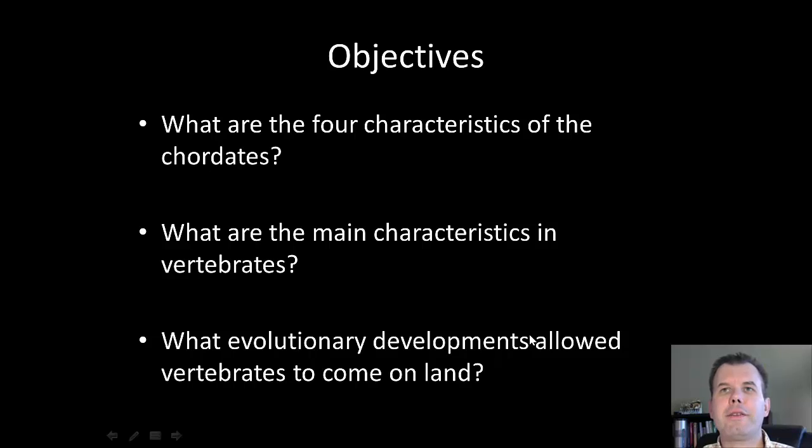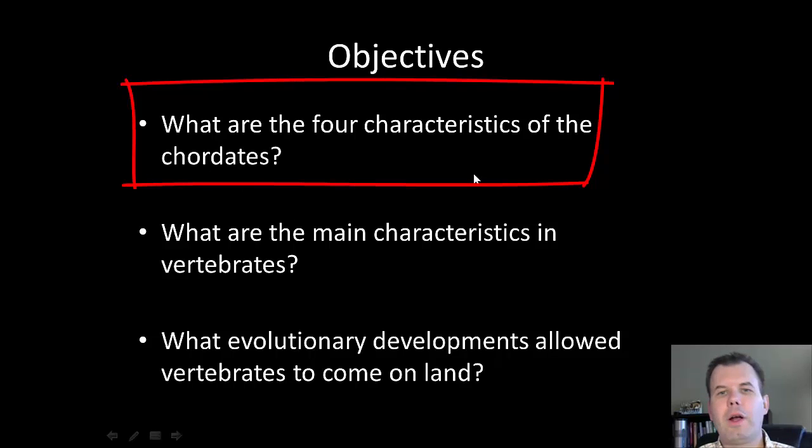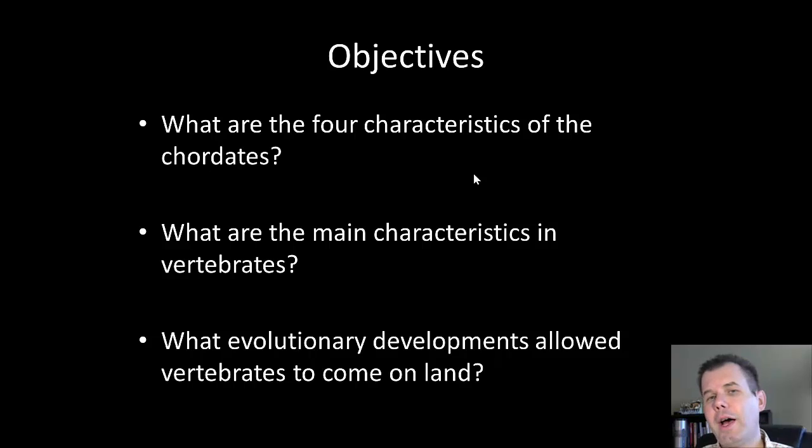So what are we going to look at today? Well, the first objective is what are the four characteristics of chordates. Now, I kind of alluded to this already, but chordates all have four things at some point in time in their development, meaning that they have a notochord at one point in time, they have their spinal cord, they have gill slits or gill pouches, and then finally a post-anal tail.